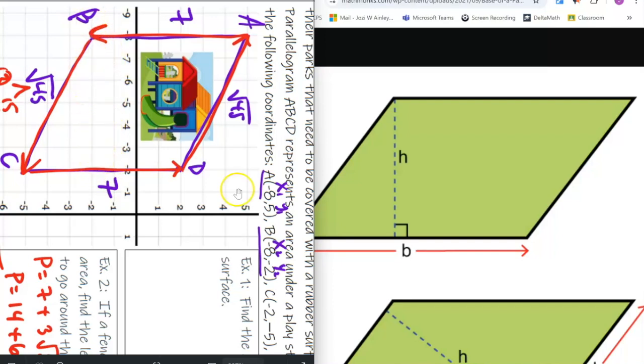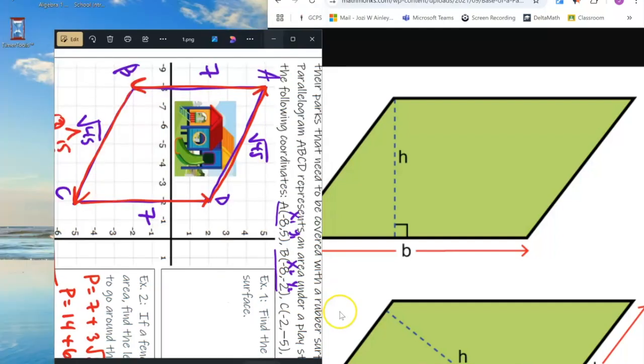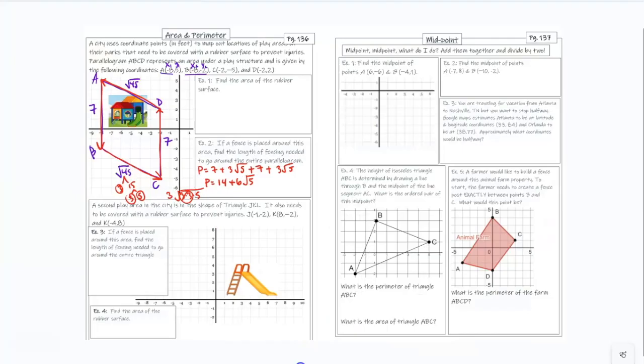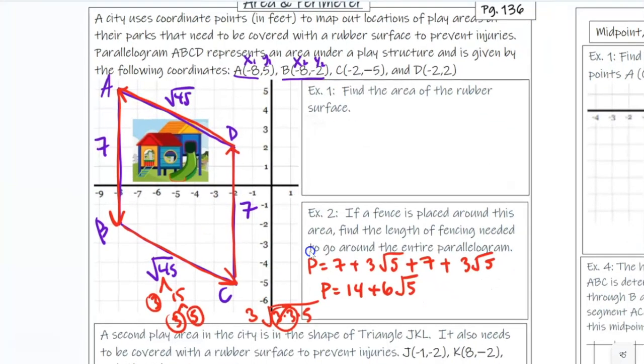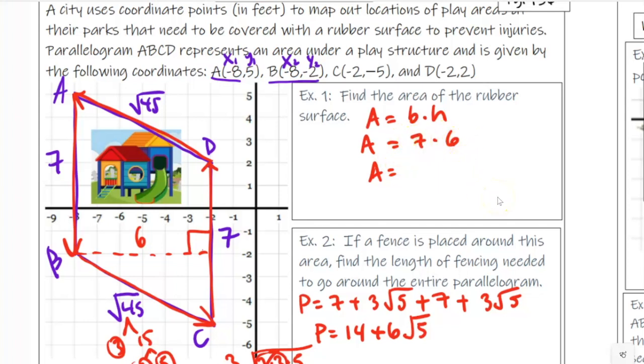So my height, and I'm going to draw this in a while because this is a picture. My base is this right here, which is 7. My height is 6. All right, so now I'm going to go back to my actual work. We just discovered that this right here is going to be my height. There's my 90-degree angle, which makes it 6. So the area of a parallelogram or a rectangle or a square is base times height. This area is equal to the base, which is 7, times the height, which is 6. So the area is 7 times 6, which is 42.